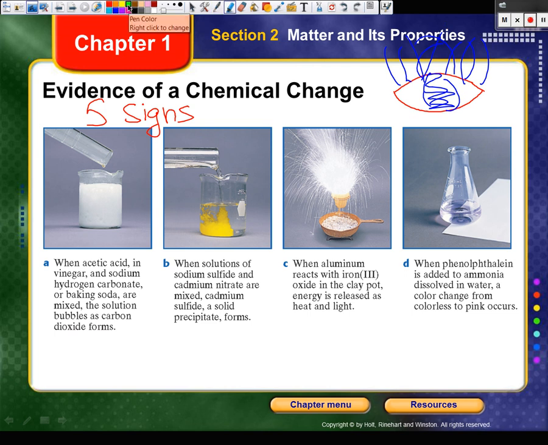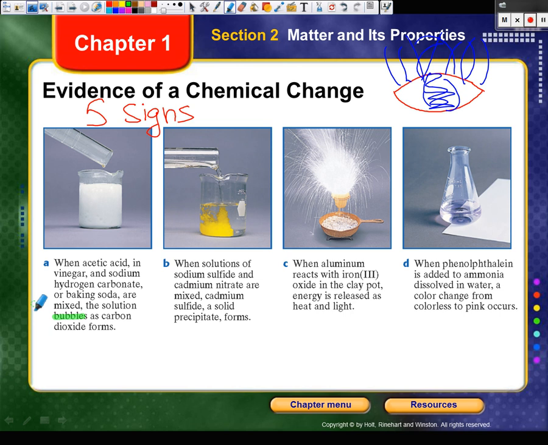The first one is when you have bubbles. So if you want to write bubbles anywhere on this, it may be easier instead of highlighting that because I know it's kind of a small picture. Bubbles tell you a chemical reaction has occurred. Now I have a really dumb question, but it's a really important question. What is a bubble? It's a gas trapped in a liquid. That's what a bubble is. Okay? So if you see bubbles, it's a chemical reaction.